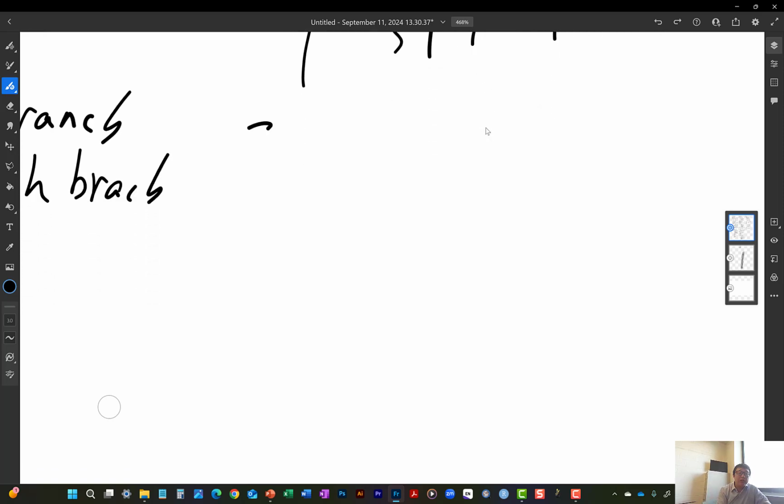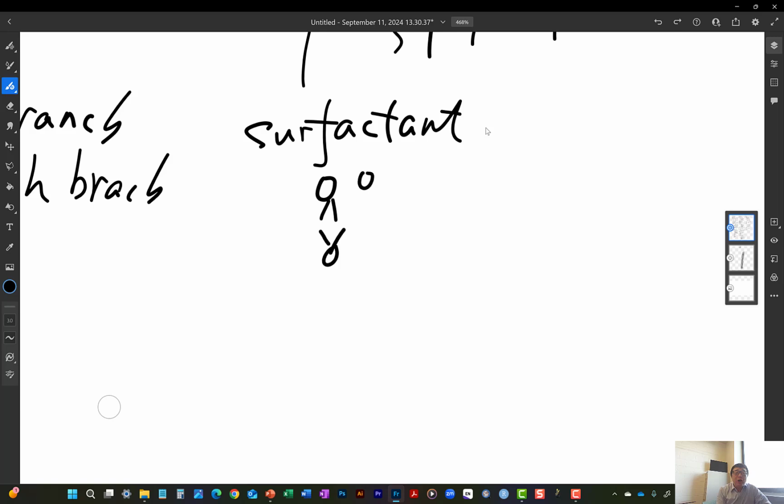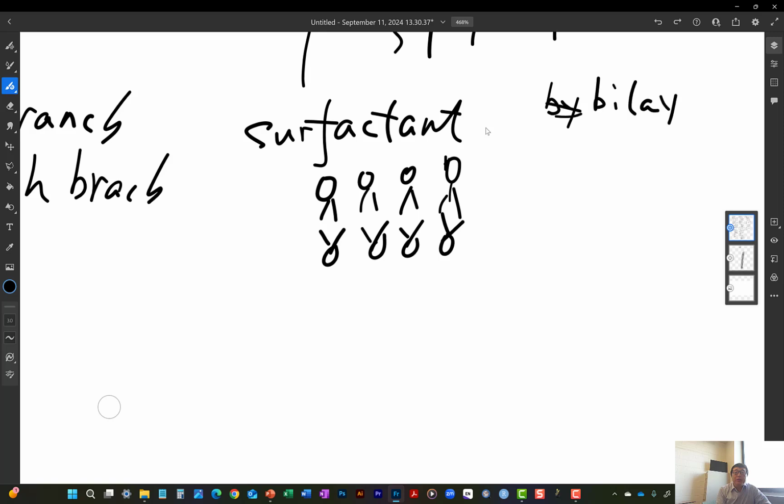This is a typical surfactant, which means on one side it has a hydrophilic head and on the other side hydrophobic tails. And then what's the function of phospholipids? It's extremely important for the cells because they make up the cell membrane. All the membrane, the inner body, is made of this. We call it a bilayer.